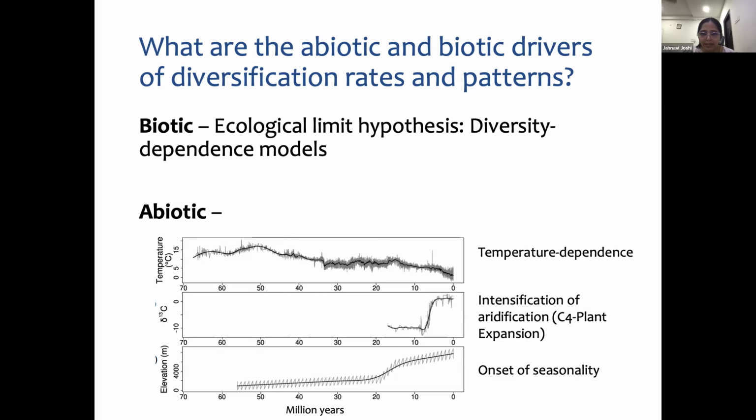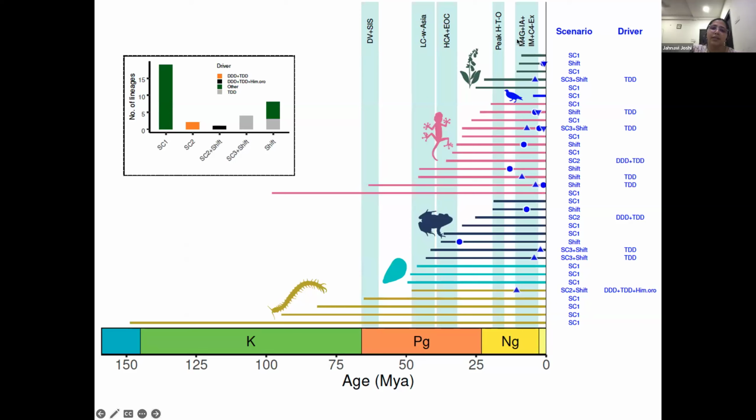And when we looked at these drivers with respect to lineage diversification, what we found is that around 9 lineages show temperature dependence, and 3 lineages show ecological limits or diversity dependence. But it wasn't alone. It's always with a temperature dependence. And as you can see, there wasn't one particular scenario for a taxon. All Gondwana lineages show gradual accumulation, except one where you had saturated accumulation and a rate shift.